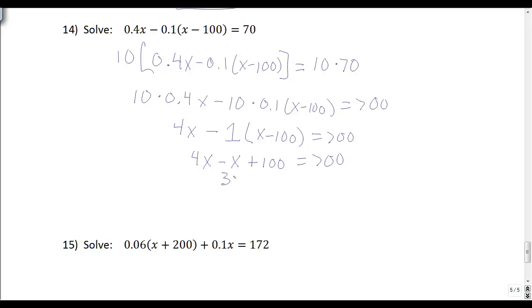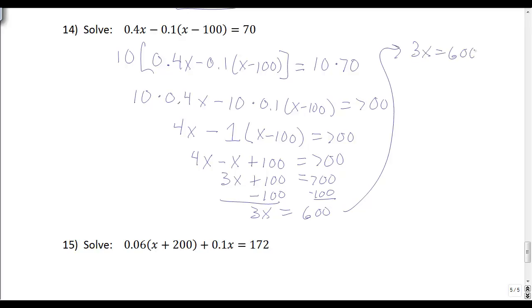And so I get 4x minus x is 3x. Plus 100 is 700. And now I subtract 100 from both sides. And I get 3x equals 600. And kind of run out of room, so let's go up here. I have 3x equals 600. And then I divide both sides by 3. 3's cancel on the left. 6 divided by 3 is 2, and I end up with 200.